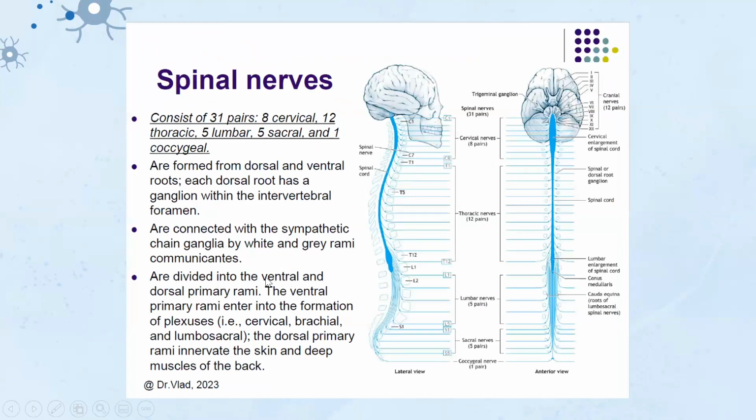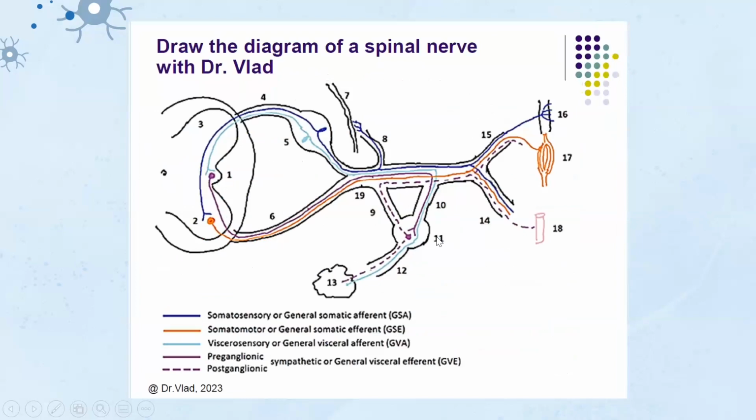They're divided into ventral and dorsal primary rami. The ventral rami form the plexus. Dorsal rami innervate skin and deep muscles in the back. So this is how the spinal nerves form. They form from the dorsal root and the ventral root, which combine to form the spinal nerve. After that, if they want to connect to the sympathetic chain, they can connect through the gray and the white communicant rami.